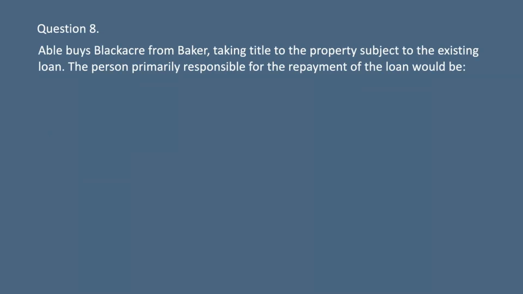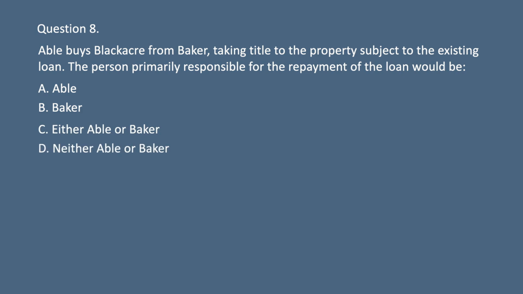Question 8. Abel buys Blackacre from Baker, taking title to the property subject to the existing loan. The person primarily responsible for the repayment of the loan would be A. Abel. B. Baker. C. Either Abel or Baker. D. Neither Abel nor Baker.